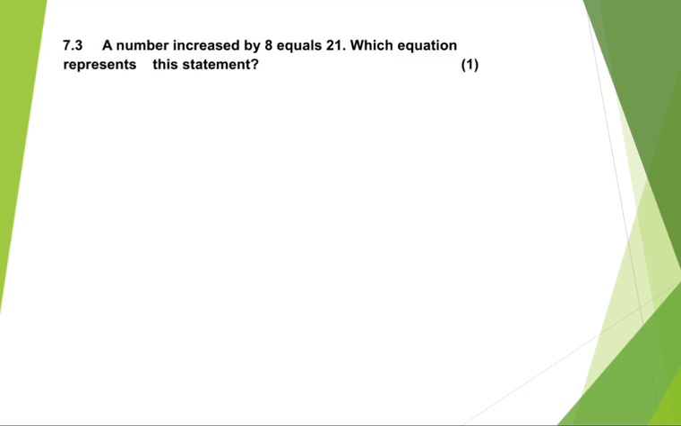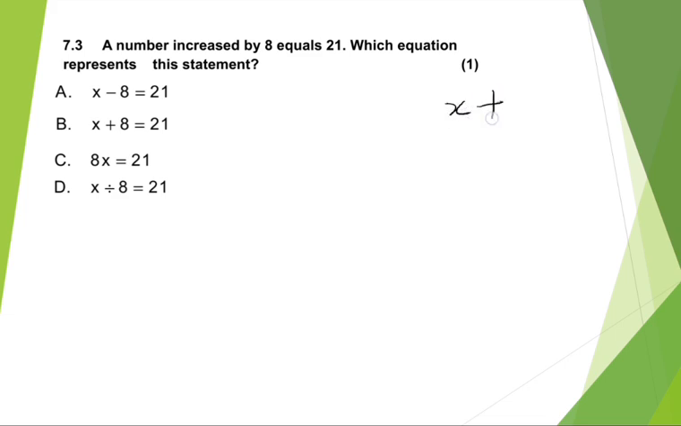Question 7.3. A number is increased by 8 equals 21. Which expression represents the statement? Let's see now. Increased means if the number is x, increased by 8 is plus 8, then the answer is 21. So the correct option will be B.